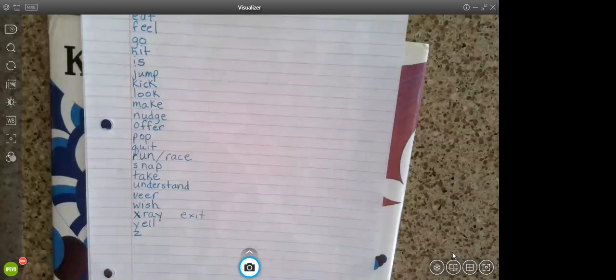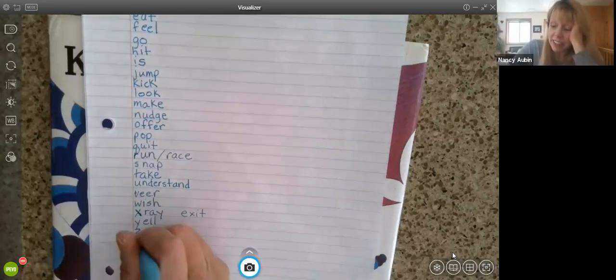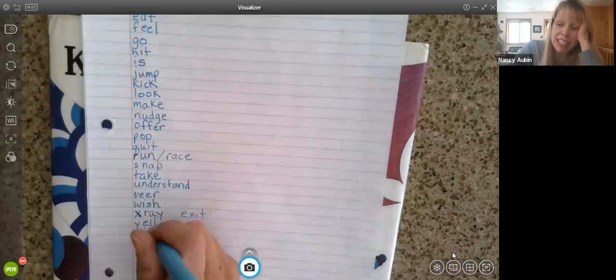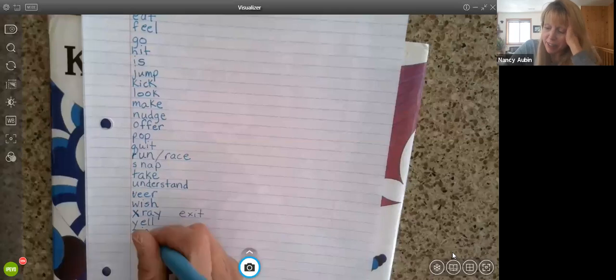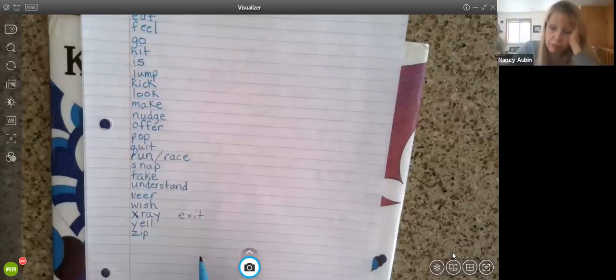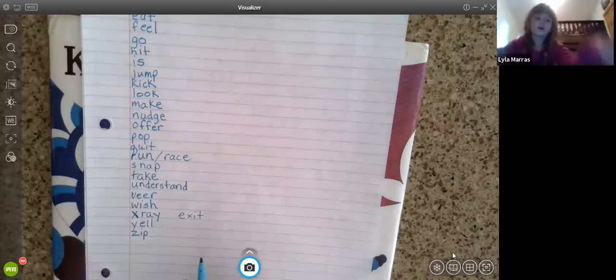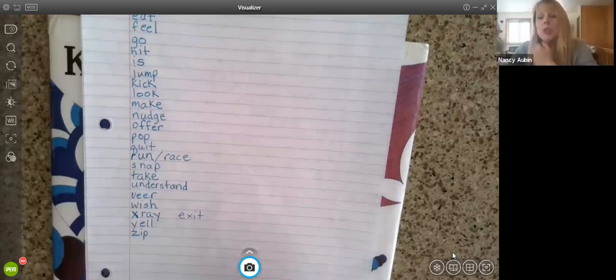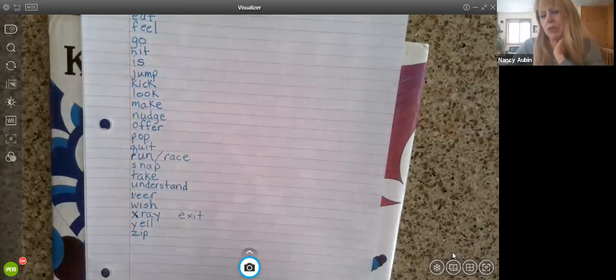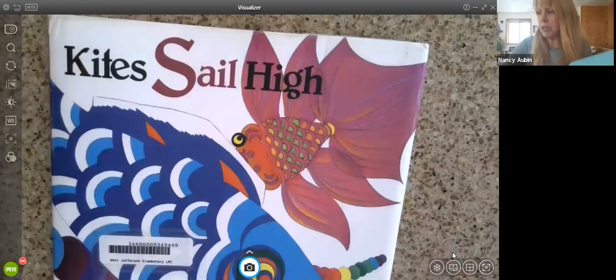Zip lining. I'm zip lining. Sure. Or I'm going to zip up my jacket. Zip lining can be a noun or a verb, depending on how you're using it. We are zip lining across the rope. Yes, Lila Maris. We're on Zoom. We're zooming. Zoom is a thing. On Zoom. Yeah, though "on" starts with an O. So zooming maybe. Zoom.